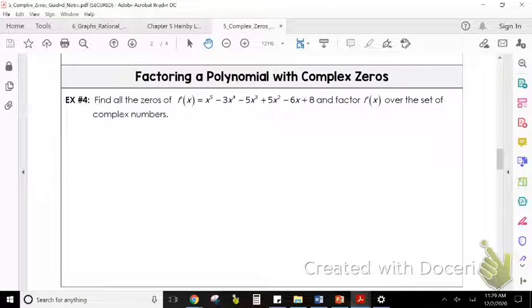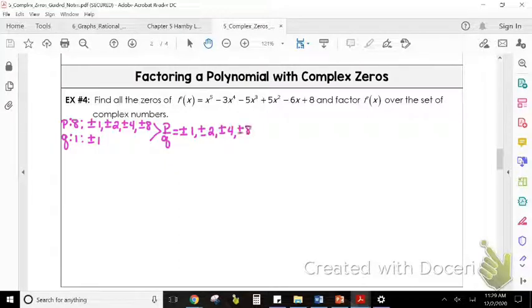So on this one, my p's are going to be the factors of, remember, it's always the constant, so 8. Which are plus or minus 1, plus or minus 2, plus or minus 4, and plus or minus 8. Our Q is going to be the factors of the leading coefficient, which in this case is a 1. So it's just going to be plus or minus 1. And so our P over Q's, and we take every P and divide it by every Q, we're going to get 1 over 1, which is 1, 2 over 1, which is 2, 4 over 1 is 4, and 8 over 1 is 8.